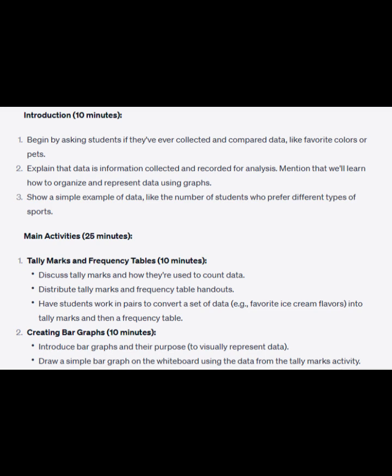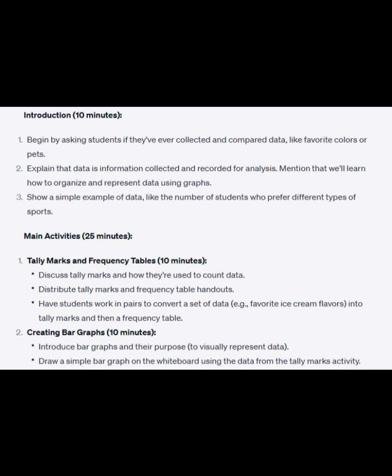Main activities: 25 minutes. Tally marks and frequency tables, 10 minutes. Discuss tally marks and how they are used to count data. Distribute tally marks and frequency table handouts. Have students work in pairs to convert a set of data, e.g., favorite ice cream flavors, into tally marks and then a frequency table. Creating bar graphs, 10 minutes.